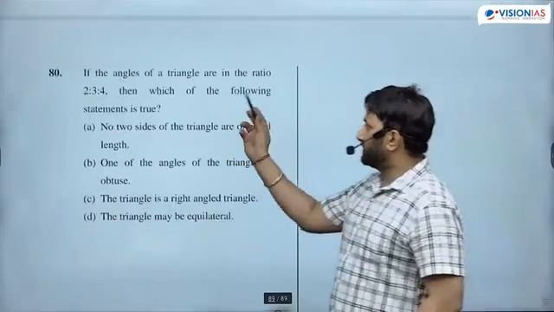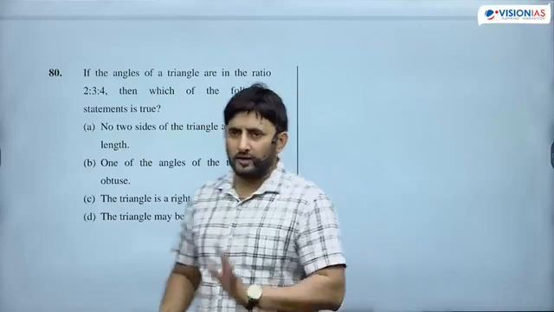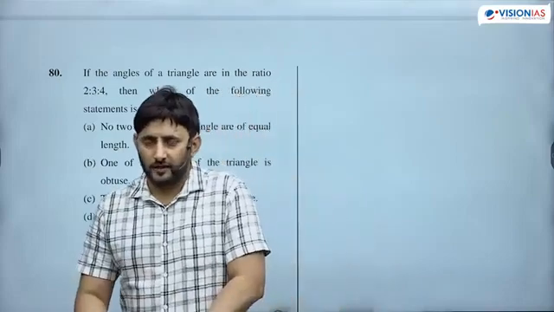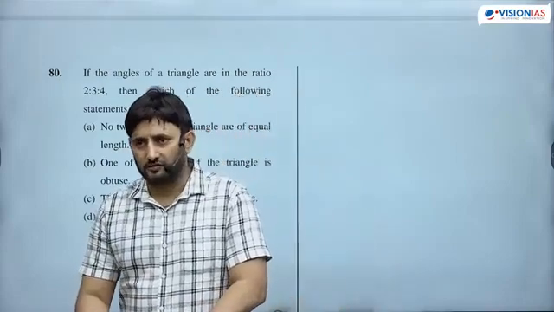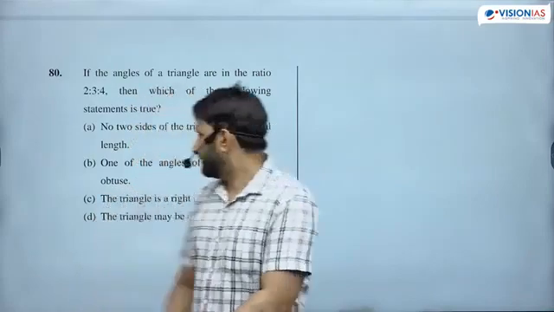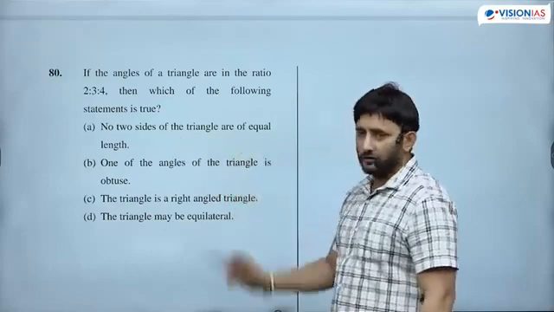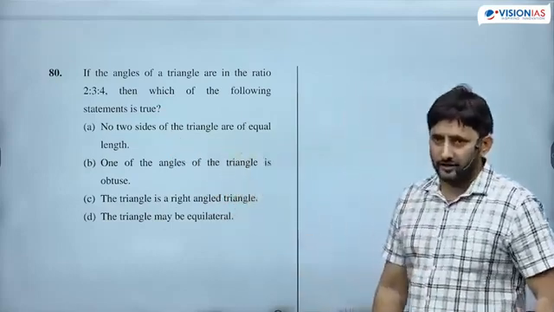The angles of a triangle are in the ratio 2:3:4. It means all angles are different. If all angles are different, then all sides will be different. So that is called a scalene triangle. So we can say that no side of the triangle is of equal length. So this will be a scalene triangle.